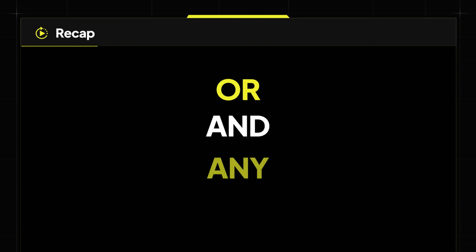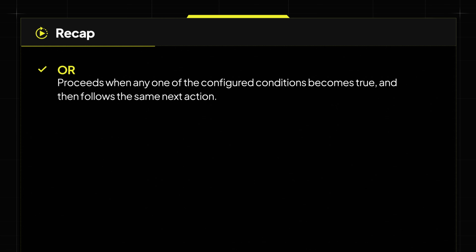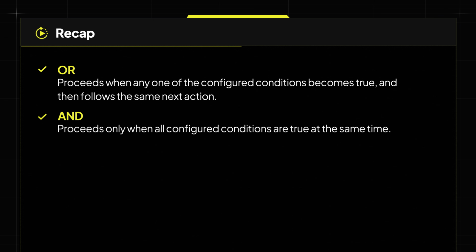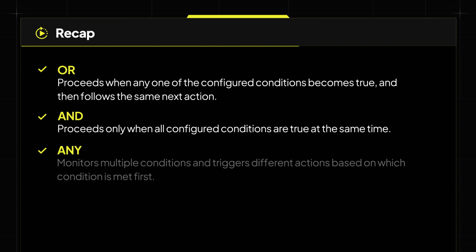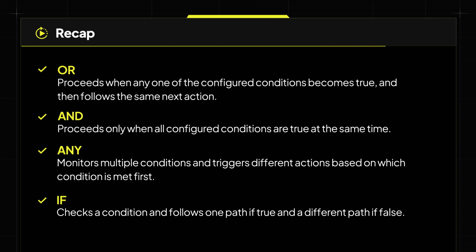Let's recap. In this video, we had a quick walkthrough of how or, and, any, if conditions work. Or proceeds when any one of the configured conditions becomes true and then follows the same next action. And proceeds only when all configured conditions are true at the same time. Any monitors multiple conditions and triggers different actions based on which condition is met first. If checks a condition and follows one path if true and a different path if false.